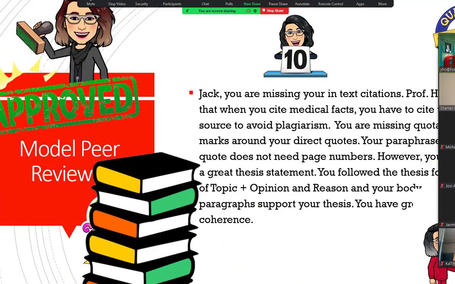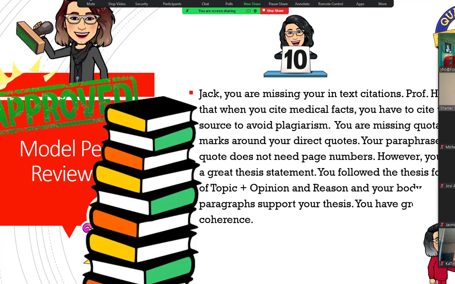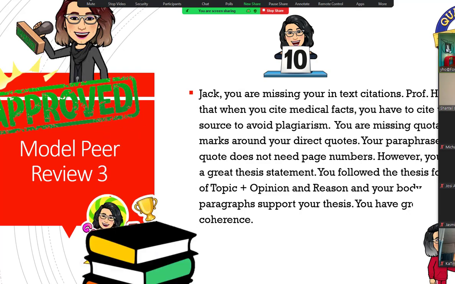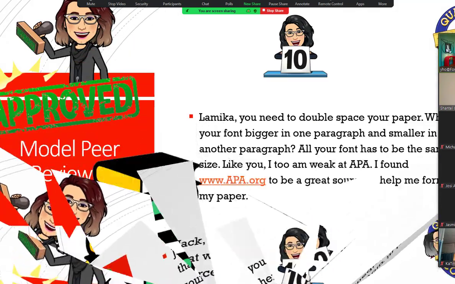"Jackie, you are missing your in-text citations. Professor H says that when you cite medical facts, you have to cite the source to avoid plagiarism. You are also missing quotation marks around your direct quotes. Your paraphrased quote does not need page numbers. However, you have a great thesis statement, and you follow the thesis statement formula of topic plus opinion plus reason, and your body paragraphs support your thesis, and you have good cohesion."